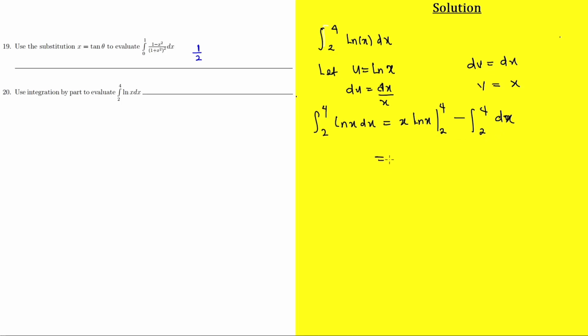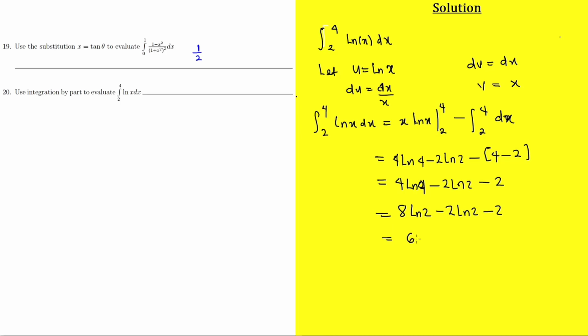So here we have 4 ln 4 minus 2 ln 2, then minus, if you integrate dx, you are going to have just ordinary x, and upper limit minus lower limit would give us this result. So here we are going to have 4 ln 4 minus 2 ln 2 minus 2. Here 4 ln 4 is 4 ln 2 raised to the power of 2, which is 8 ln 2, minus 2 ln 2 minus 2, and this will give us 6 ln 2 minus 2. So this is our correct answer, 6 ln 2 minus 2.